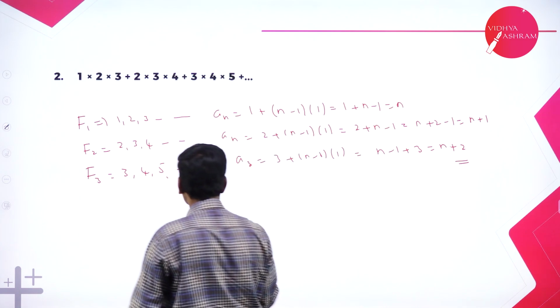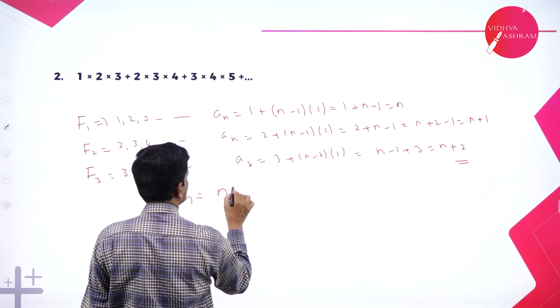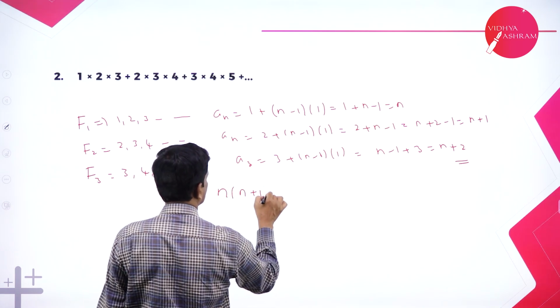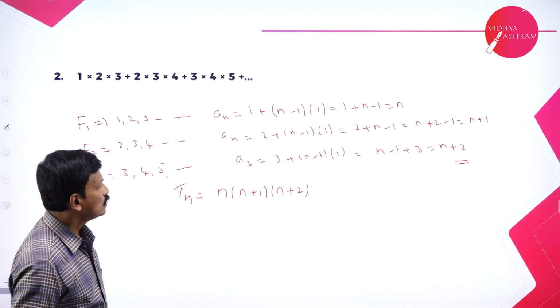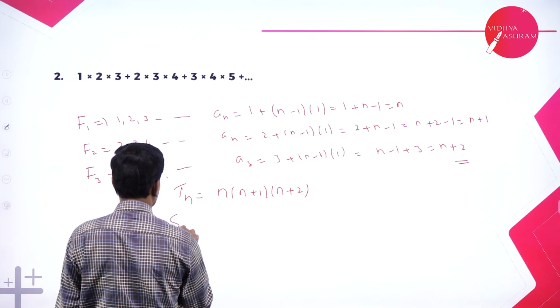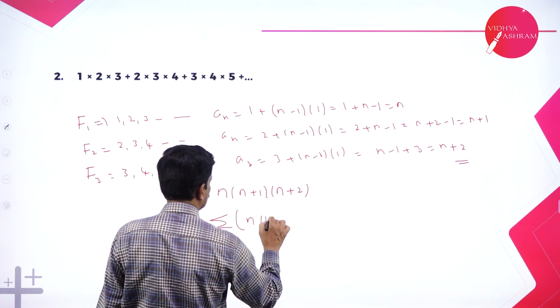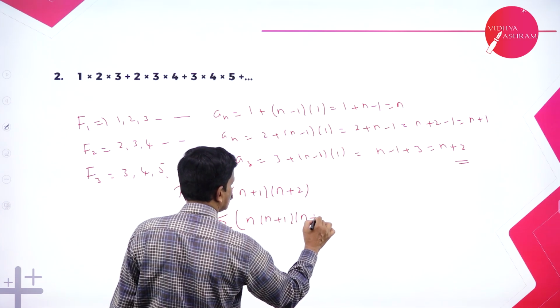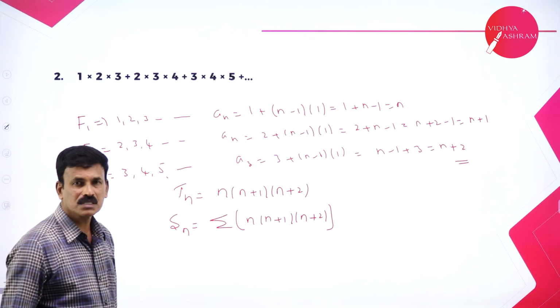So, therefore, the nth term of the given series Tn is equal to n into n plus 1 into n plus 2. So, the sum of this is given by Sn is equal to sigma n into n plus 1 into n plus 2 summation. Now, simplify this, you will get the answer, that is it.